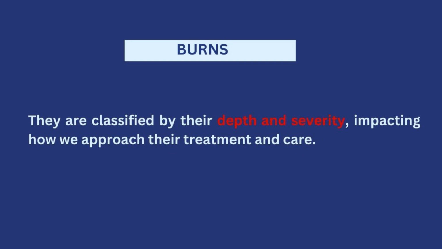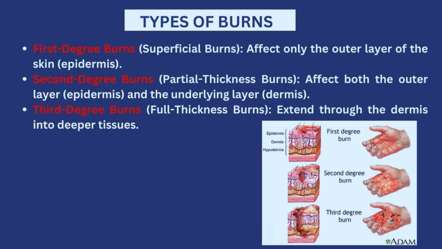Regarding the classification of burns, burns can be majorly classified into three types. First degree burns, also called superficial burns, affect only the outer layer of the skin, which is the epidermis. A very common example of that is sunburn. Then we have second degree burns, also known as partial thickness burns, which affect both the outer layer, the epidermis, and also the dermis, which is the second layer of the skin. Then we finally have third degree burns, which go beyond the epidermis and the dermis and into the deeper tissues. This is also known as full thickness burns.